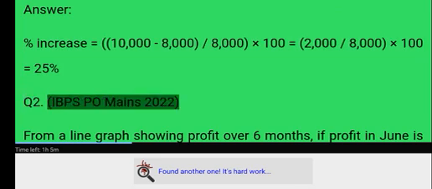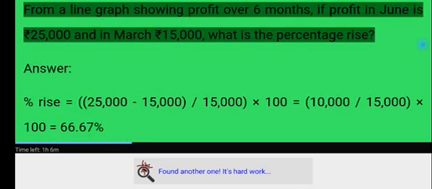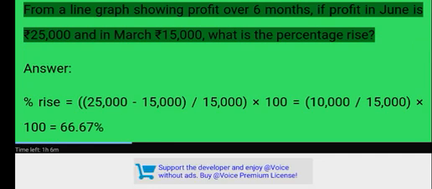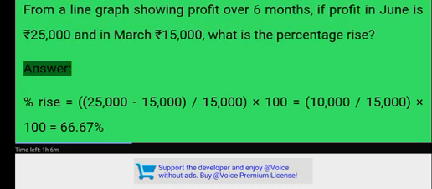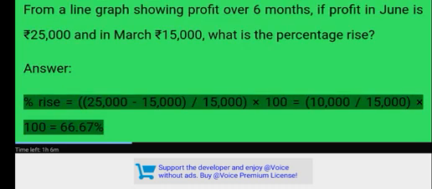Q2, IBPS PO Mains 2022. From a line graph showing profit over 6 months, if profit in June is 25,000 rupees and in March 15,000 rupees, what is the percentage rise? Answer. Percent rise equals (25,000 minus 15,000) divided by 15,000 times 100 equals 10,000 divided by 15,000 times 100 equals 66.67%.